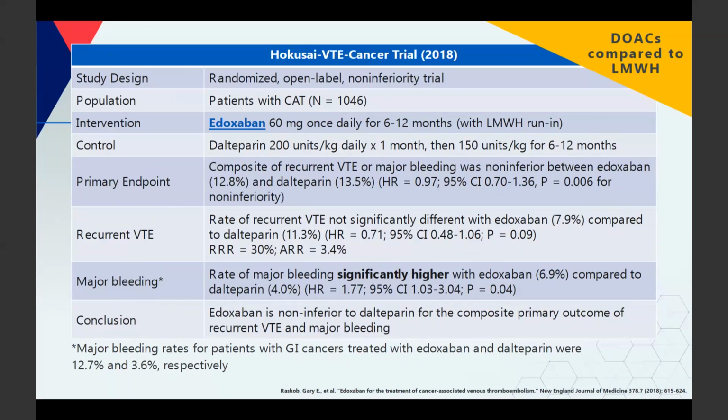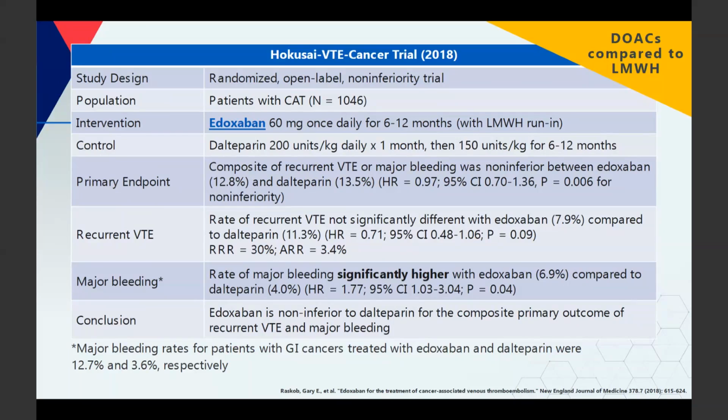And this was a hazard ratio of 1.7 with a p-value of 0.04. I want to mention that the increased risk of major bleeding was primarily a result of higher rates of upper GI bleeding in patients with GI cancers. Major bleeding rates for patients with GI cancers treated with edoxaban and dalteparin were 12.7% and 3.6% respectively. And so the authors concluded that edoxaban is non-inferior to dalteparin for the composite outcome of recurrent VTE and major bleeding.